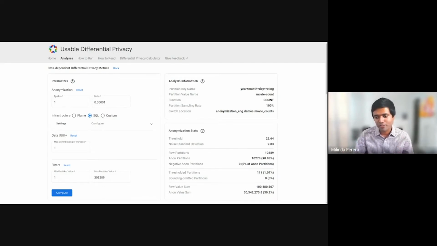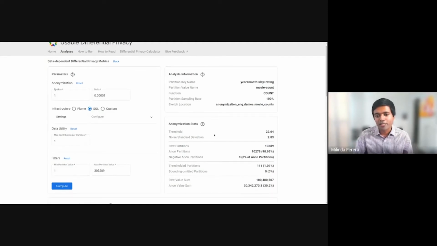And then in the next section, you can see anonymization statistics, right? Here there are different types of statistics. At the top, you can see what we call the threshold. This is a very important intermediate parameter in anonymization. The idea is, if in this case a particular date and rating combination doesn't have enough users, say the number of users in that bucket is less than that number, we won't be releasing that because it's too sensitive, right?